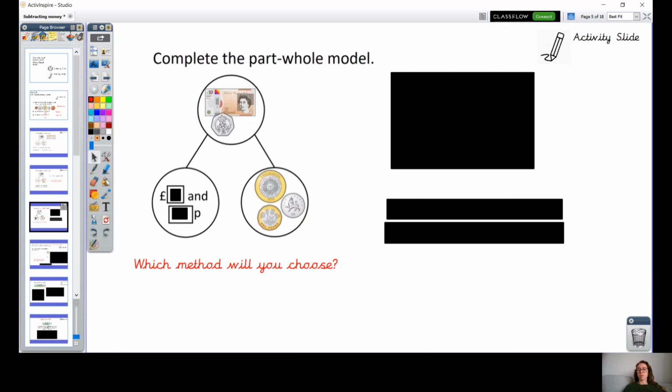I'd like you to have a go at one of these, choosing your method that you'd like to use. You could even have a go at both methods and have a think about what you found easiest for the rest of the maths lesson. So pause the video and have a go at one of these, please.